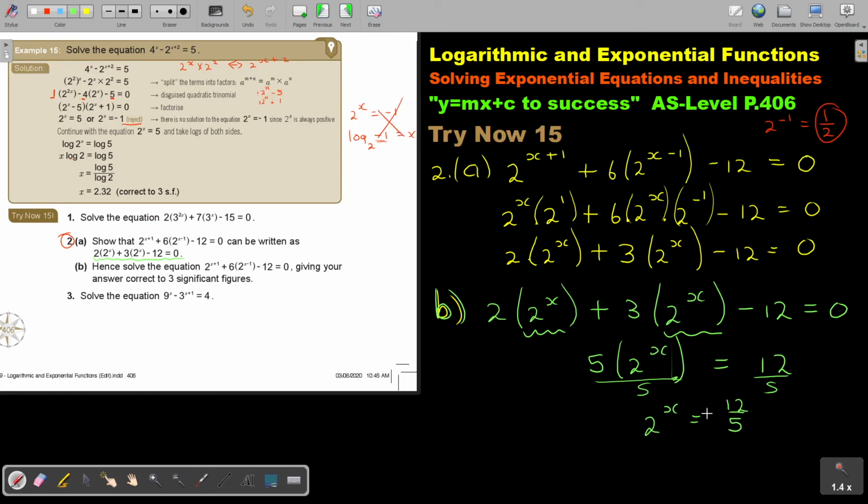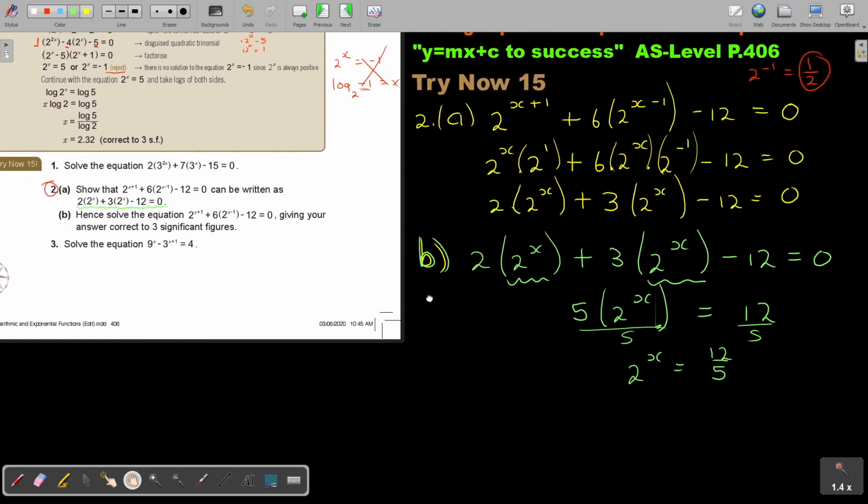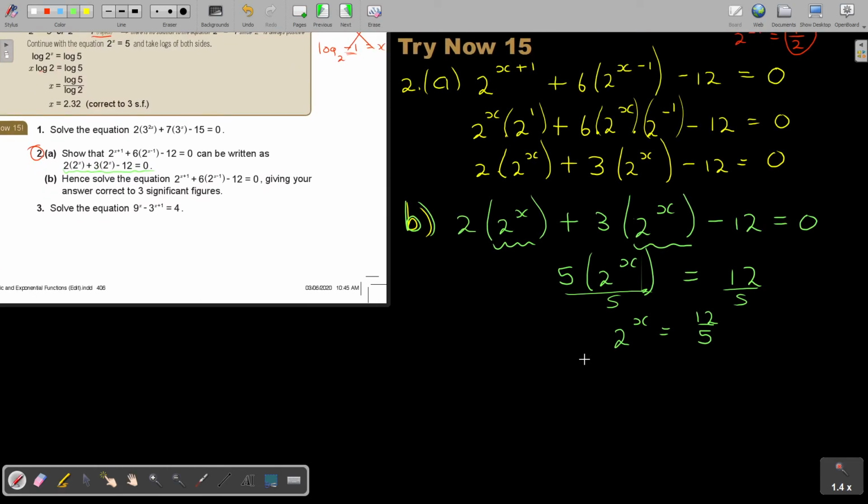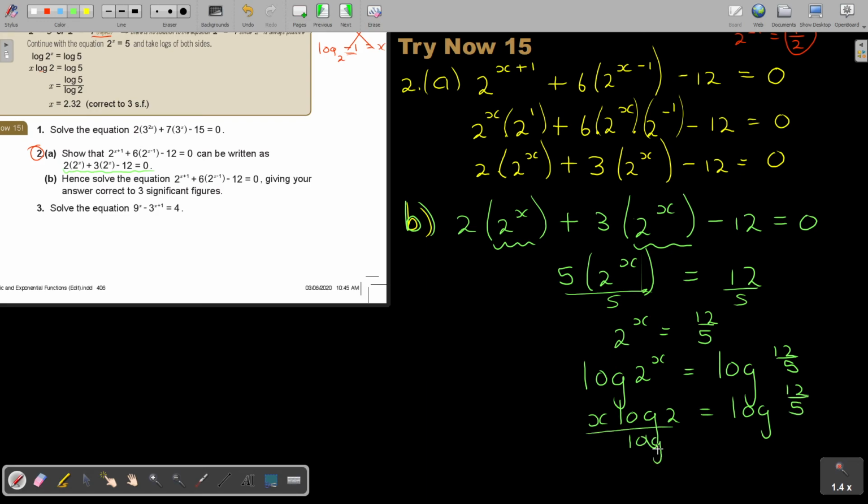And I do exactly the same. I want to bring the x down, and if I want to bring the x down, I take logs on both sides. And then I bring the x to the front, the power log. And then I divide by log 2, and I divide by log 2. And I get my value of x.